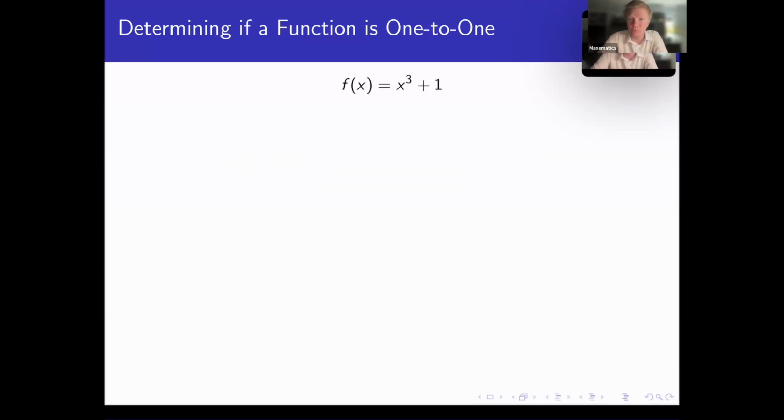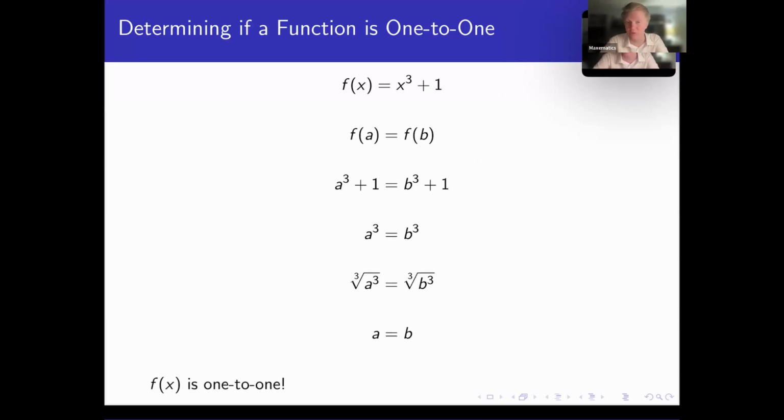F of x equals x cubed plus 1. Well, you might think that every exponent now is going to fail. Well, let's see. Plug in a, plug in b. Let's subtract 1 on both sides. And let's now take the cube root of both sides. But don't forget that when we take square roots and even roots, we pick up a plus and minus. But when we do cube roots, fifth roots, odd roots, we do not pick up a plus and minus. Well, in this case, the cube root and the cubed cancel each other out on both sides, and we get our desired result, a equals b.